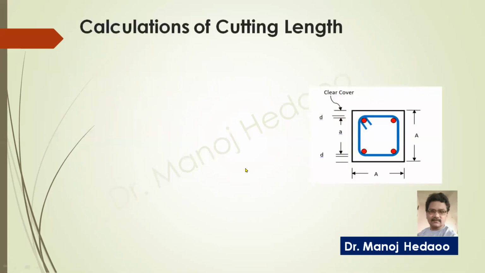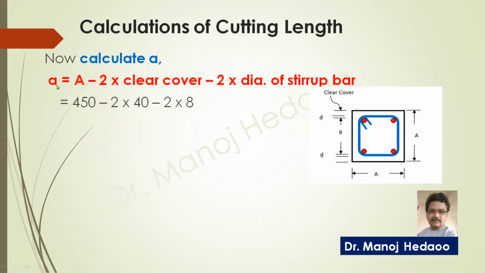Now we have to calculate small a, that is the distance between two legs. So how will you get that? Small a will be equal to capital A minus 2 into clear cover minus 2 into the diameter of the stirrup bar. So here you can see these two clear covers, at the top and at the bottom. Then I have shown the diameter of the stirrup bar. So this small a will be A minus 2 times clear cover minus 2 times stirrup bar diameter.